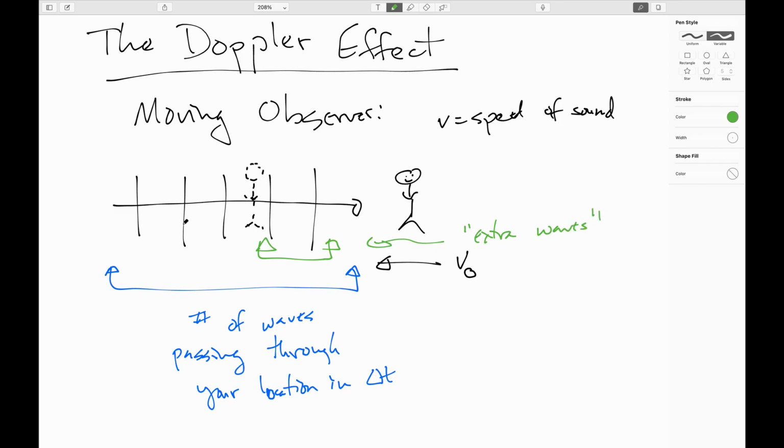So if the waves sort of magically just stayed put somehow, when you walked from here to here, you would have walked through these two. But of course the waves aren't staying put, so in addition to these two, you also hear every wavefront that would have gone past your location anyway. So in this time delta t, you heard more wavefronts than was actually produced. Now obviously you can't keep this up forever. Eventually you're going to pass the source. So it's okay that you're hearing more wavefronts in some time than is being made. That's just due to your motion.